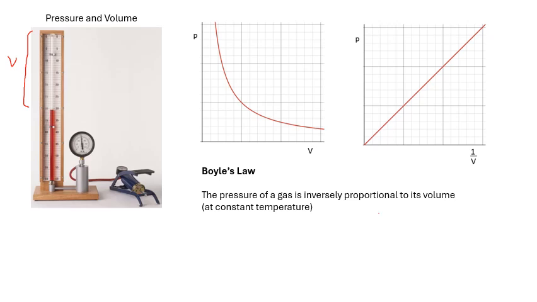So Boyle's law says that the pressure of a gas, P, is proportional to 1 over V, or another way of saying that is that pressure times volume equals a constant. Okay, so pressure times volume equals a constant, and that is Boyle's law, and that's at constant temperature.